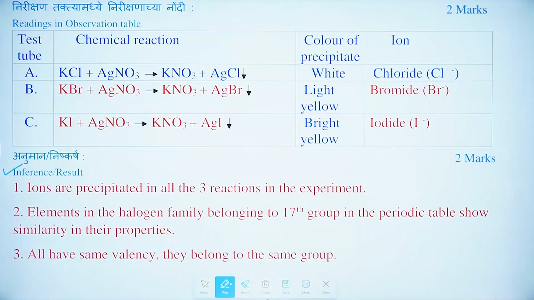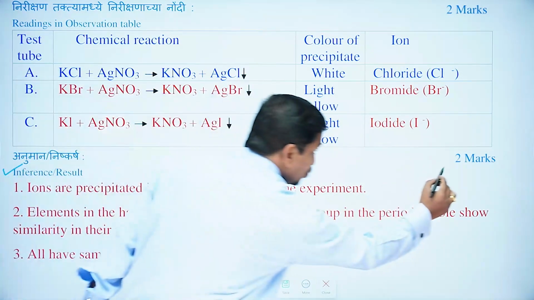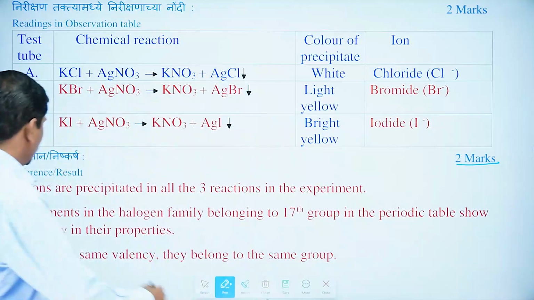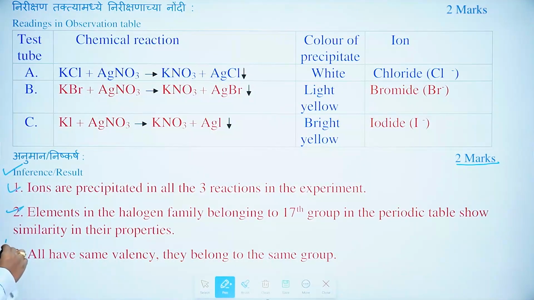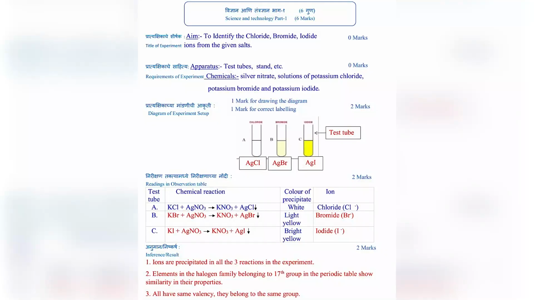For conclusion, you will get 2 marks. For writing any 2 points, you will get 2 marks. Write the answers given in the above sheet on your board answer paper.